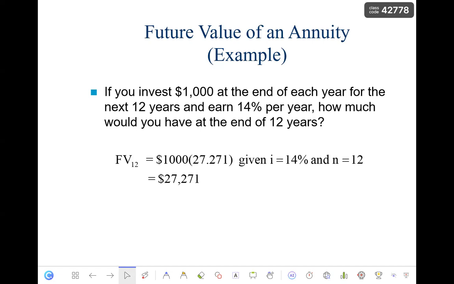So when we're doing a future value of annuity, we can take a look. Remember, P is going to be the thousands, how much we invest, the principal. At the end of each year for the next 12 years, N is going to be 12. We're earning 14% per year. How much would you have at the end of the 12 years? And so we just go through. We're doing the future value of 12. So that's all that indicates there. That's what that means. And we're ending up with 27,271.